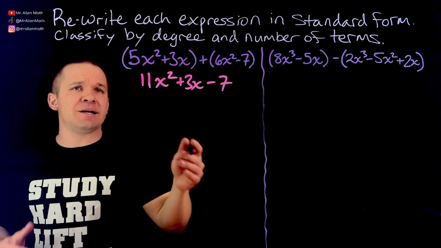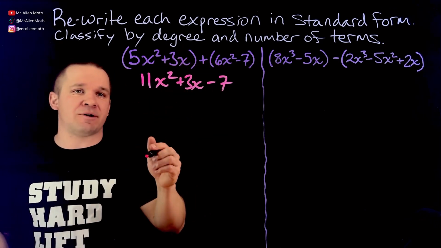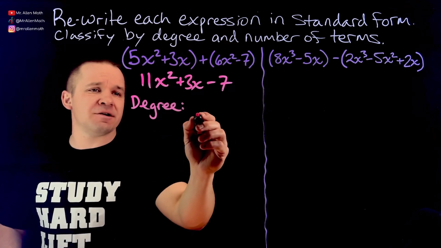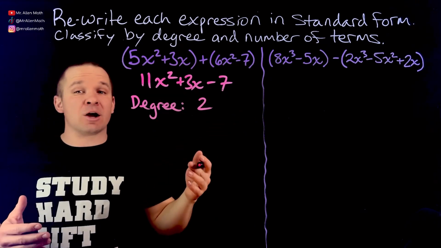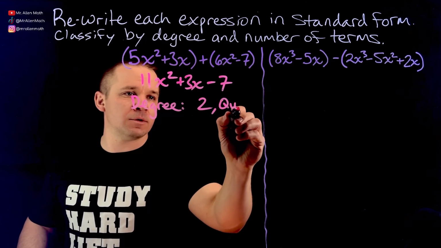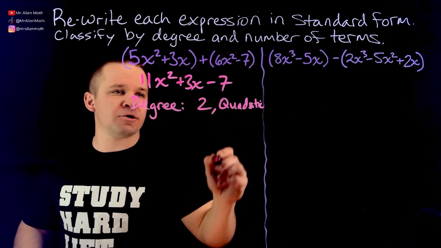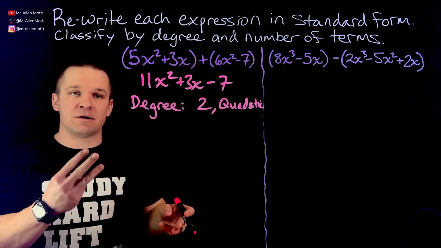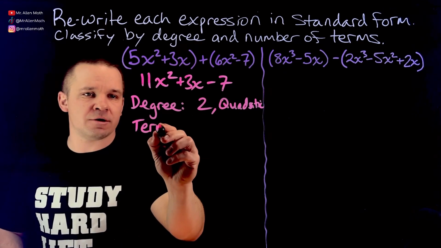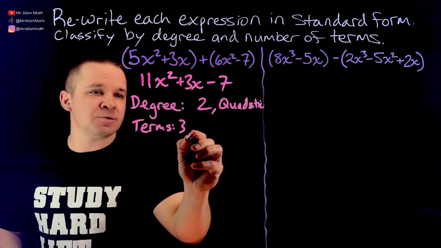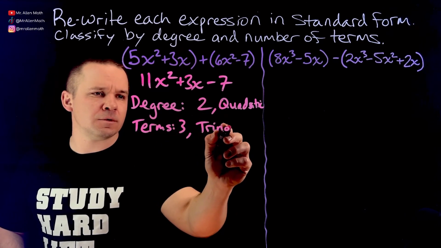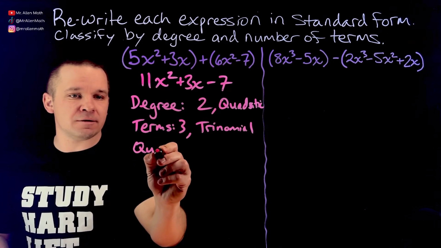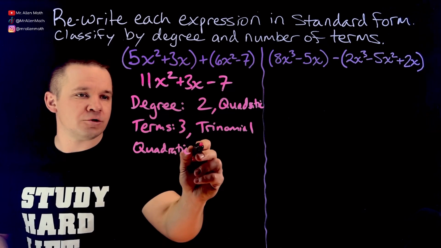So let's see here. My degree and number of terms is what I want to classify this by. So we've got degree. My highest degree here is 2. Right, so that'd be a quadratic. It's a quadratic. And then last one there is the number of terms. Well, there's 3 terms here. So terms, there's 3, so we call this a trinomial. Sometimes they want you to put the whole name together, so you'd call this a quadratic trinomial.